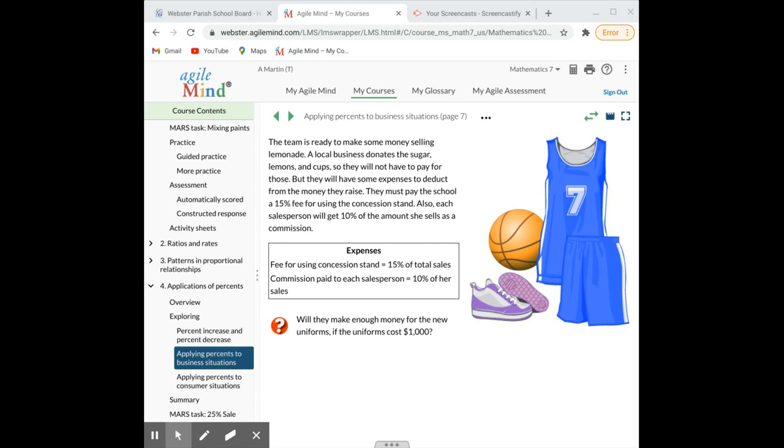Perfect. All right. So what are those expenses? What are the expenses there? What are the expenses, Rachel? The fee for using the concession stand is 15% of the total sales, and commission for each salesperson is 10%. All right. And so how much are the uniforms that they're trying to buy? The uniforms are $1,000. Yeah, $1,000. So we're trying to get $1,000 just for the uniforms.